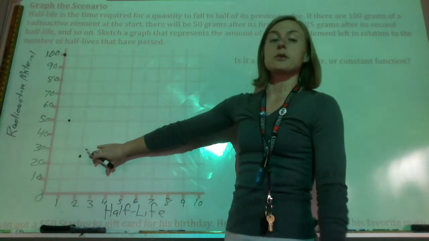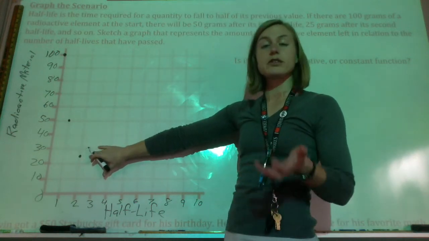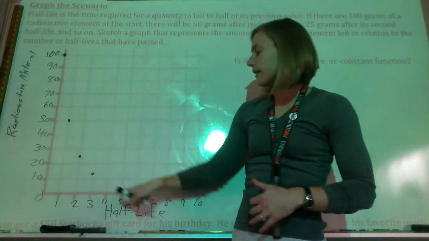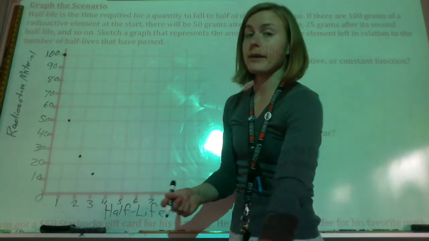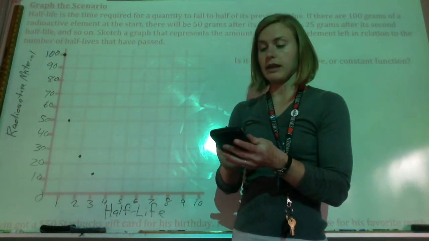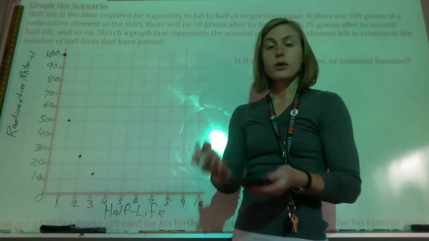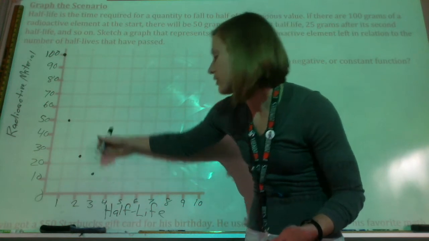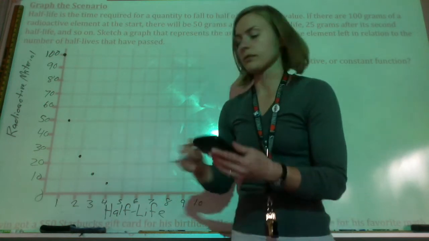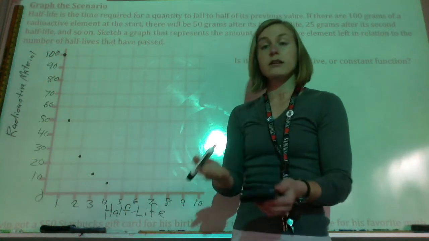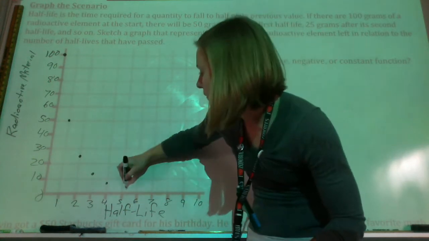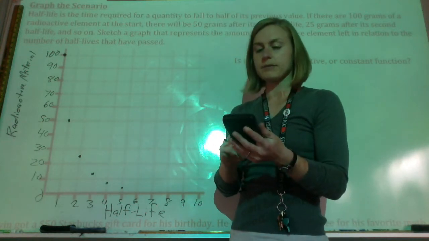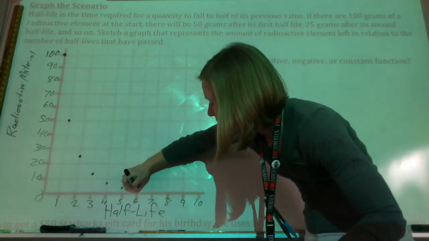Now we're at 25, so half of that for the next half-life would be 12 and a half. So for 3, we need to be at 12 and a half. Then for 4, we need to take 12 and a half and divide it by 2. So if you're not good at that yet, you of course can always use a calculator. So 12.5 divided by 2, we're at 6.25. So at 4 half-lives, we're at 6.25. 5 half-lives, we need to divide that in 2 again. We're at 3.12. So at 5, we're at about 3. Divide that in 2 again. 1.5. Oh goodness, this is getting really, really low.